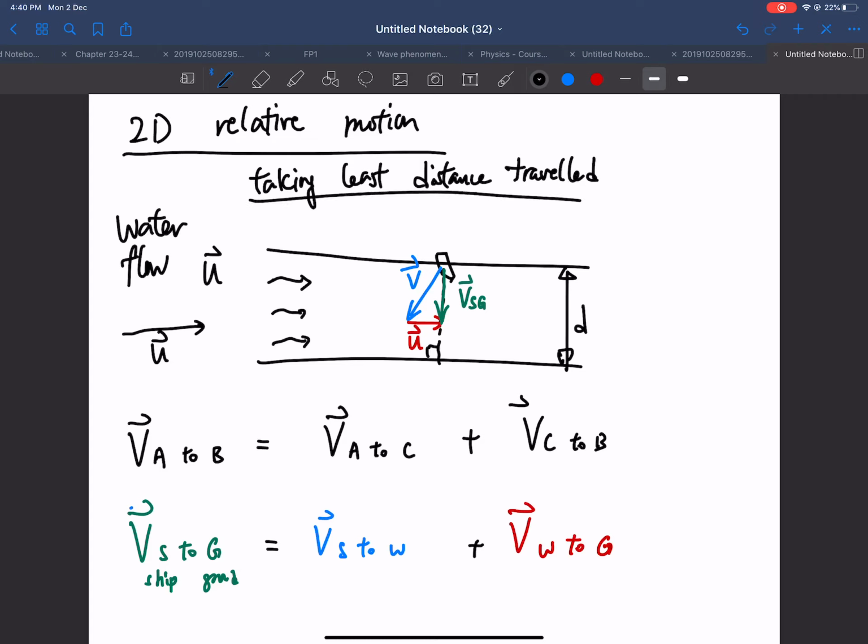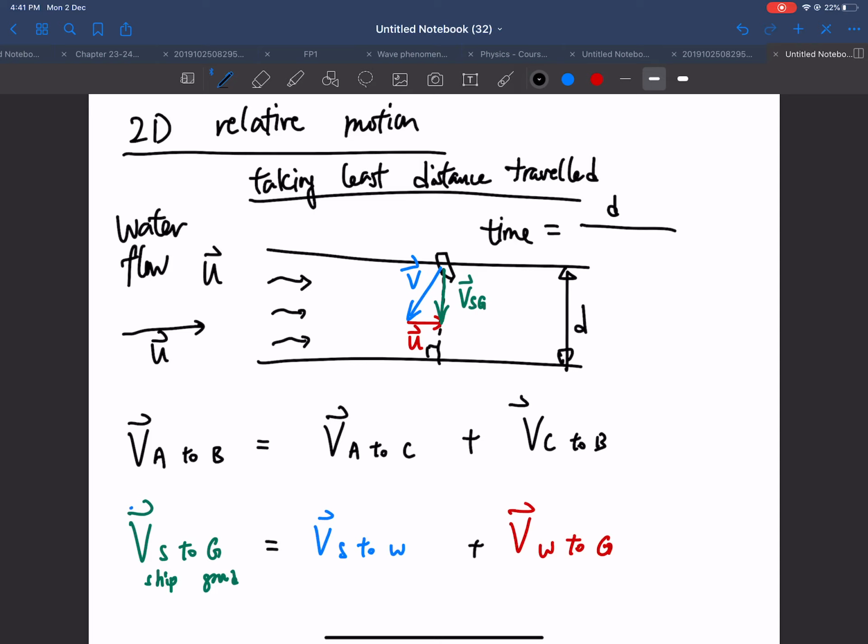Now, in this case, it will take the least distance traveled along the river because it's a straight line. The river width is the shortest distance. I don't need to explain this one. So what will be the time taken? Given that the width of the river is d, what will be the time taken? It is d over the velocity, the green arrow, okay?